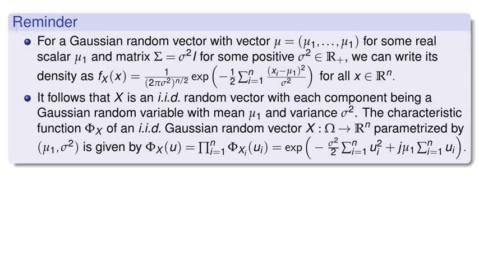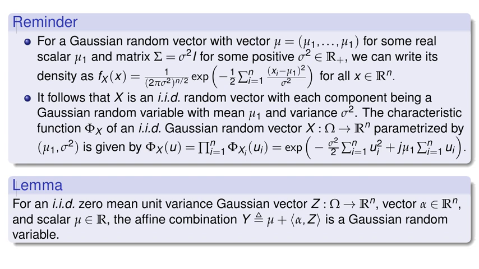The characteristic function phi sub X of u for such an IID Gaussian vector is the product from i equals 1 to n of phi sub X_i of u_i, which evaluates to the exponential of minus sigma squared over 2 times the sum of u_i squared plus j mu1 times the sum of u_i.